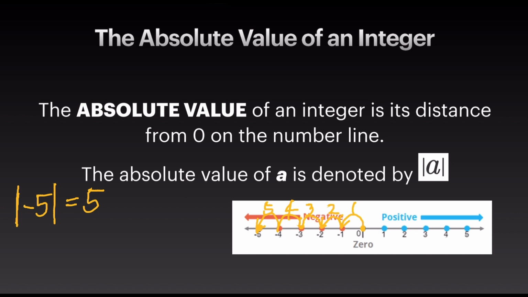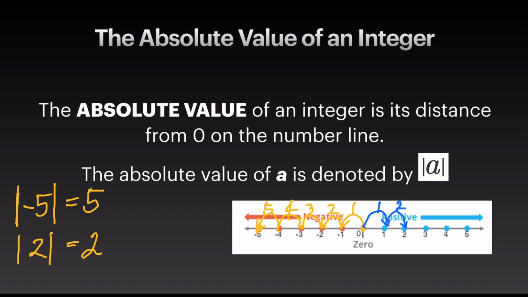Another example. What is the absolute value of 2? Gaano kalayo si 2 sa 0? Bilang tayo. So, from 0, bilang ka. Siyempre, isa na yan. And then, isa pa ulit, 2. So, therefore, ano ang absolute value ng 2? That is 2.